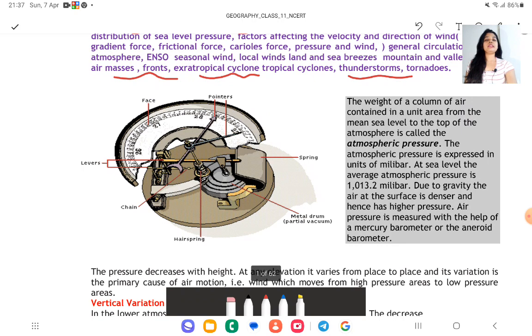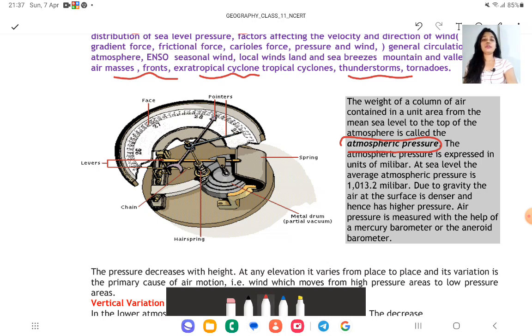So here we see the simple definition. What is atmospheric pressure? In our 11th and 12th standard, this book is also of 11th NCERT, we have studied that the weight of the column of the air contained in a unit area from the mean sea level to the top of the atmosphere is called atmospheric pressure. So this is a lump sum definition, but actually what is atmospheric pressure? The amount of pressure, the force which the air puts on the object in the given area. So that is your concept.